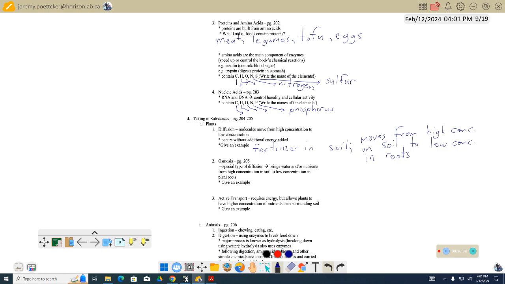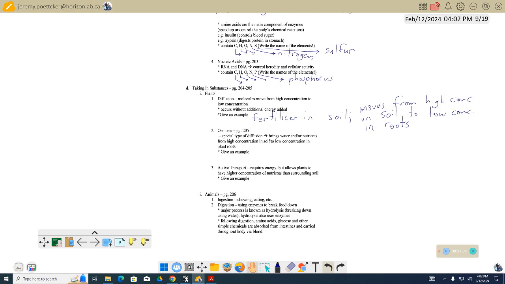Active transport. This is a little bit weird. It requires energy. So remember when we talked about phosphorus being used for ATP? Well, plants and animals will use ATP to move stuff. When there's lots of nutrient in the plant and they still want to get more in, they need to use active transport to move nutrients from low concentration to high concentration. All right, you can write down that example. You could also look on page 205 and you will see an example there.